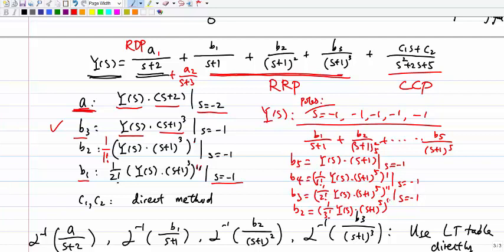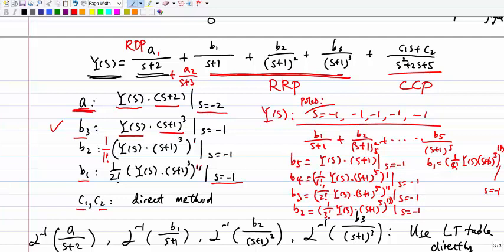Now here I'm going to put a 3 here because you take the third order derivative, 3 derivatives, and set s equal to negative 1. And of course, b1 will be 1 over 4 factorial, y(s) times s plus 1 to the fifth, to the fourth derivative. Okay, take 4 derivatives, and then you evaluate at s equal to negative 1. Okay, that's how I figure out all those coefficients.